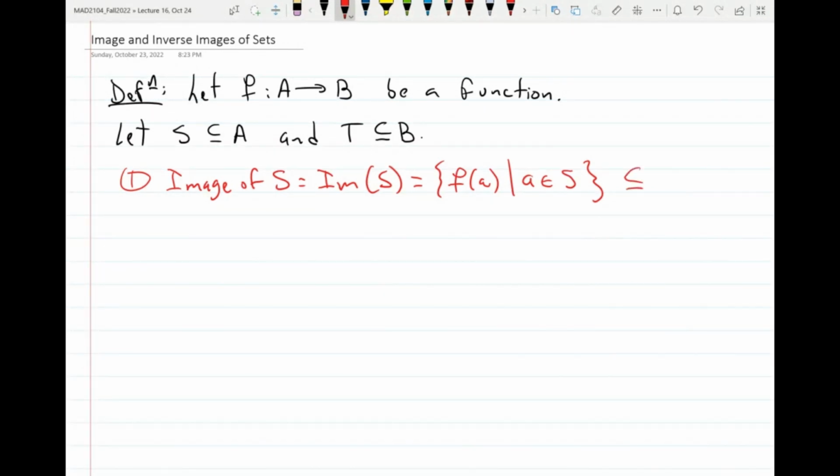This is a subset of what? Who can tell me? This is a subset of what? Of B, right? This is a subset of B. The elements here are these guys. What are these guys? These are outputs. And the outputs live where? B. Yes? So the image of a set is this.